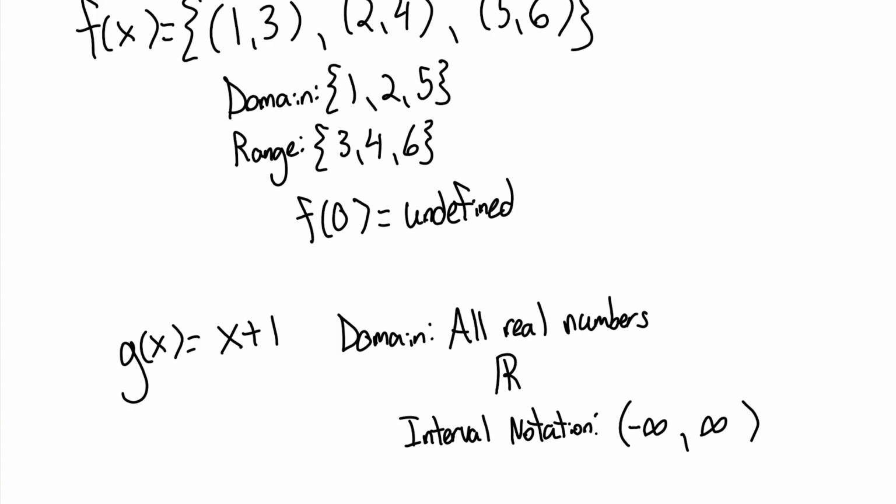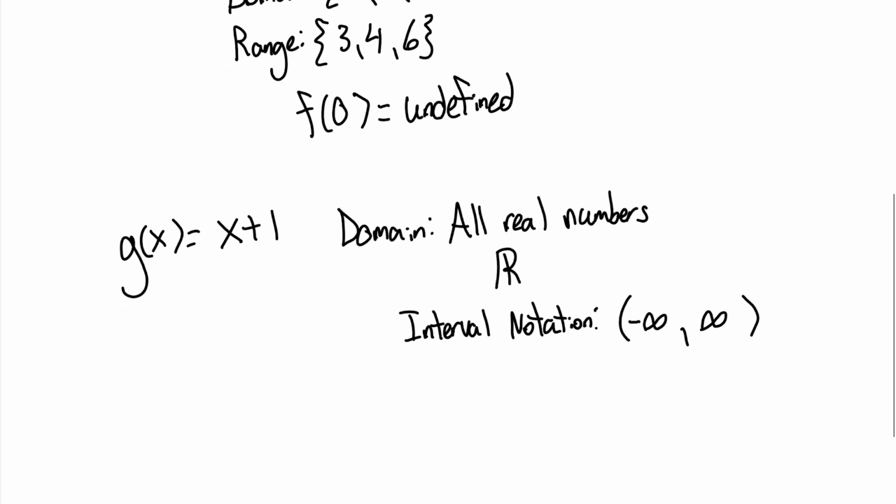And then these parentheses on the end here, these indicate whether or not that number is included in your domain. If there's a parentheses, it means it's not included. We always use a parentheses with infinity because infinity is not a real number. So it would not be included itself in the domain. We can't input infinity as one of our values.